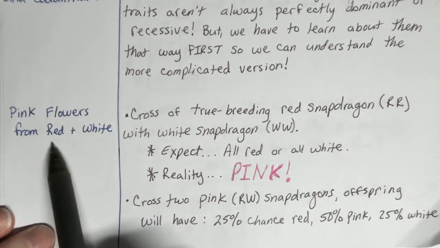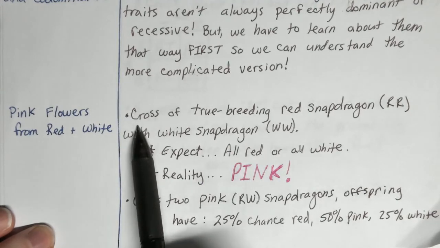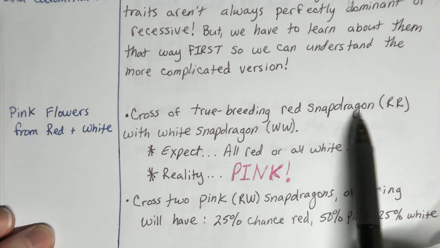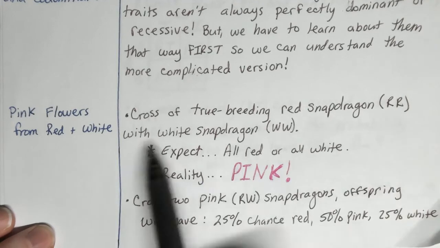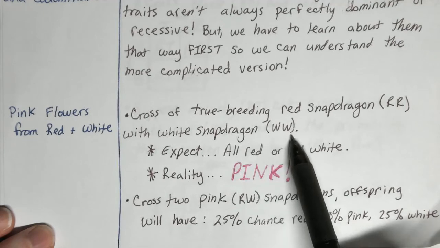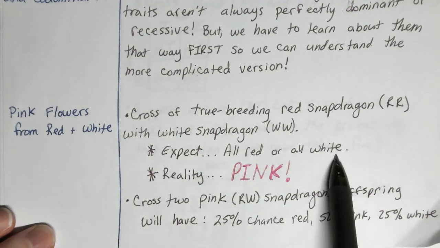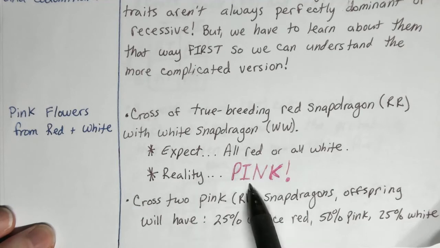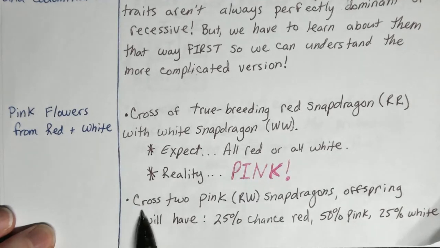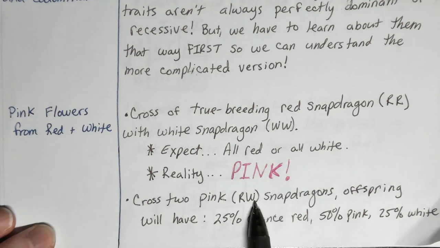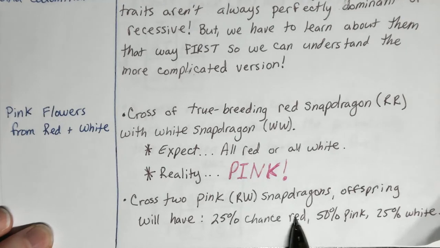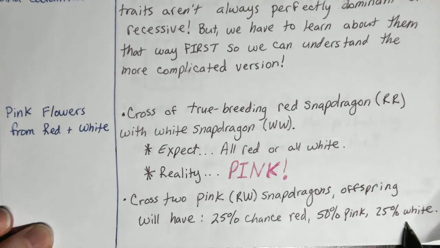So pink flowers from red and white. If we were to cross true breeding red snapdragons, we can use a capital R, with white snapdragons, capital W, we would expect, based on Mendel's work, either all red or all white. But in reality, they are going to come out pink. So if we cross two pink, which would be RW snapdragons, the offspring will have a 25% chance of red, 50% chance of pink, and 25% chance of white. And we can show that using a Punnett square.